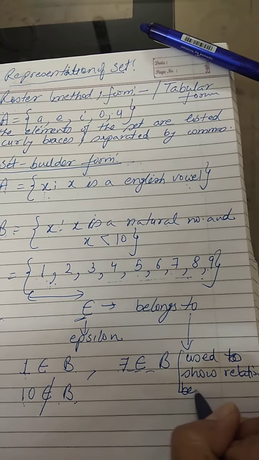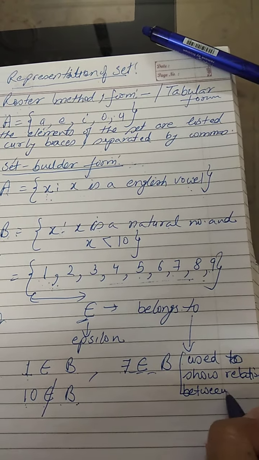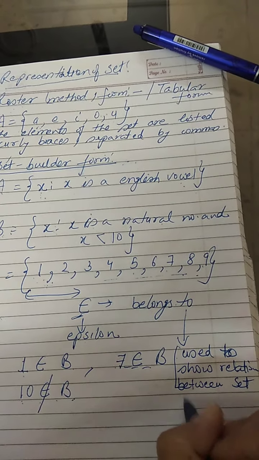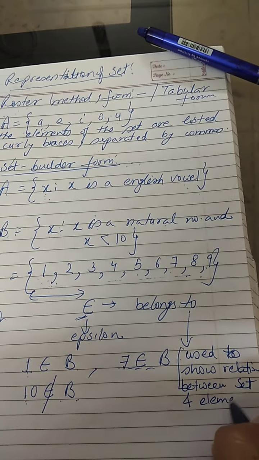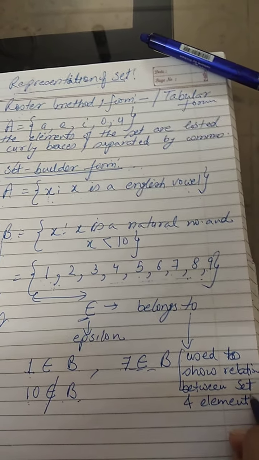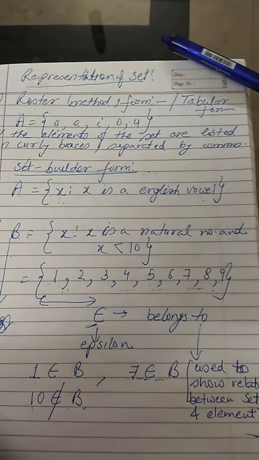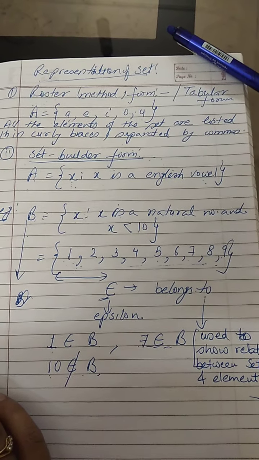This symbol is used to show the relation between set and element. Okay, not between two sets, not between two elements. Take care of this thing.